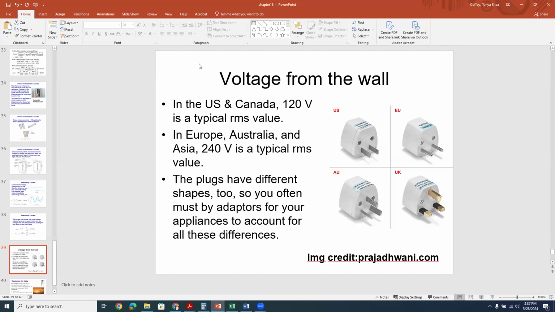And so what you'll see is if you travel to another country, you can actually buy adapters. And what you probably want to buy is an adapter that will adjust the voltage, have a transformer in there that will adjust the voltage so that you don't blow your hairdryer out or whatever. And also changes the shape of the plug. So here's, for example, what the plugs look like in different countries. Here's the US, here's the EU, here's Australia, and here's the UK. So you'd have adapters for your devices if you go different places.